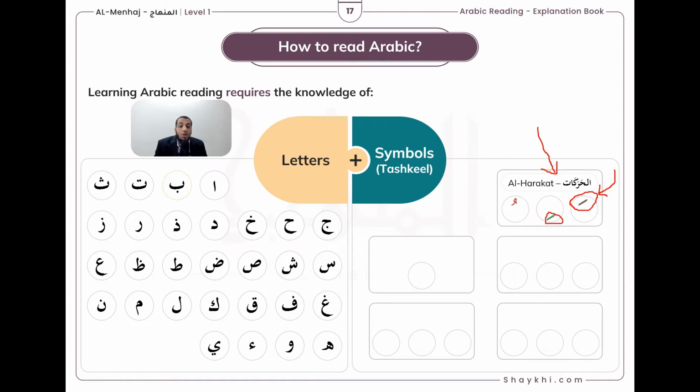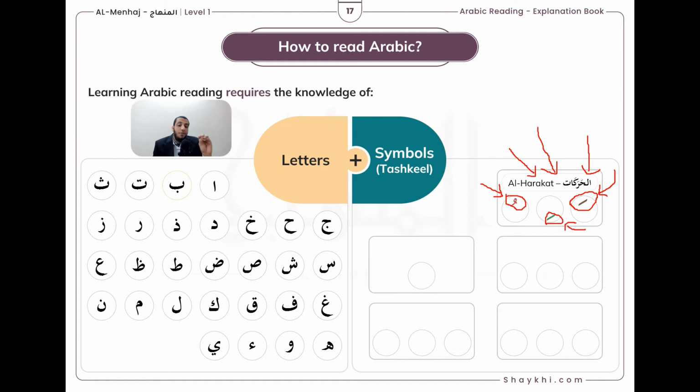And al-kasra, you will add also a short vowel sound, because we said that this category, al-harakat, is adding short vowel sound. So al-kasra means you will add a short vowel sound while you are dropping your jaw. This is what al-kasra means. And then we have al-dhamma. So al-dhamma, you will say this short vowel sound while you are rounding your lips. So these are al-harakat. We have to add a short vowel sound. This is what al-harakat means.